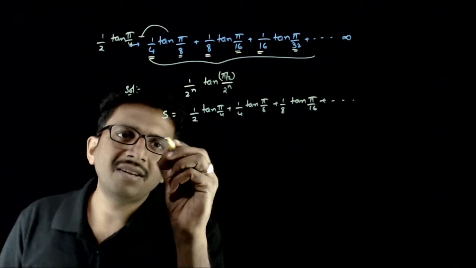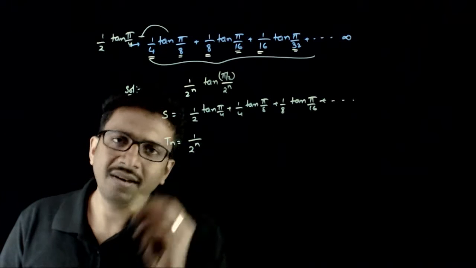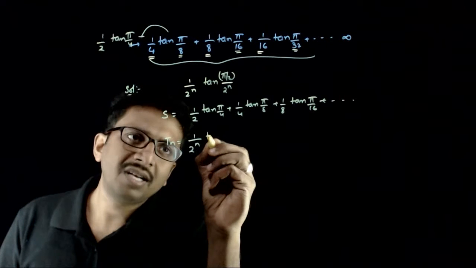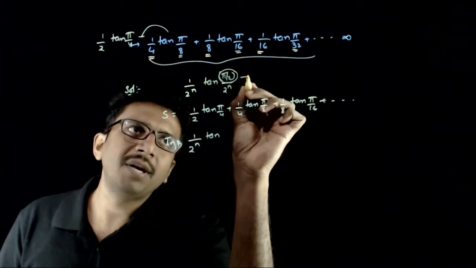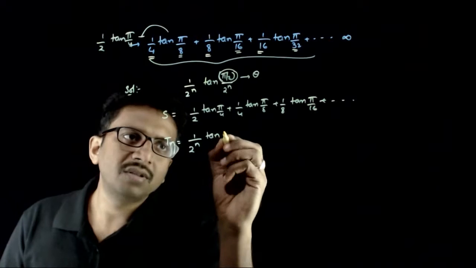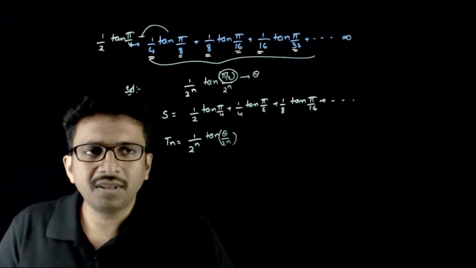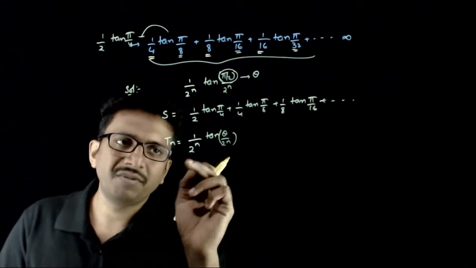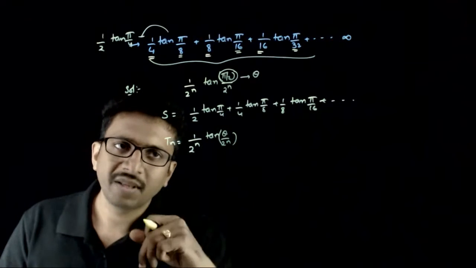So what is the nth term of this sequence? The nth term of this sequence is 1 by 2 power n, starting from 1 now, tan of pi by 2. Let us take pi by 2 as an angle theta. So this will be theta by 2 power n. This will be the general term of the sequence. If you put n is equal to 1, you get this; if you put n is equal to 2, you get this, and so on.